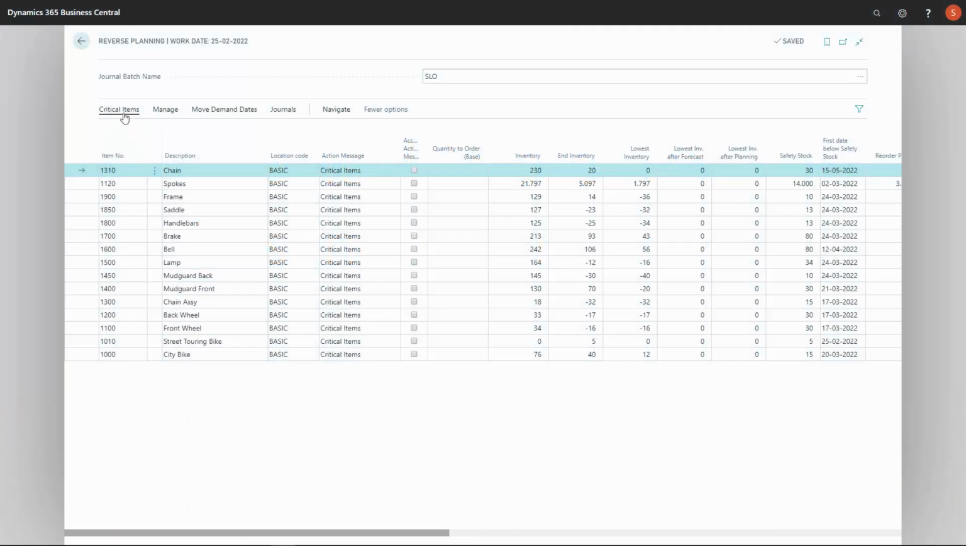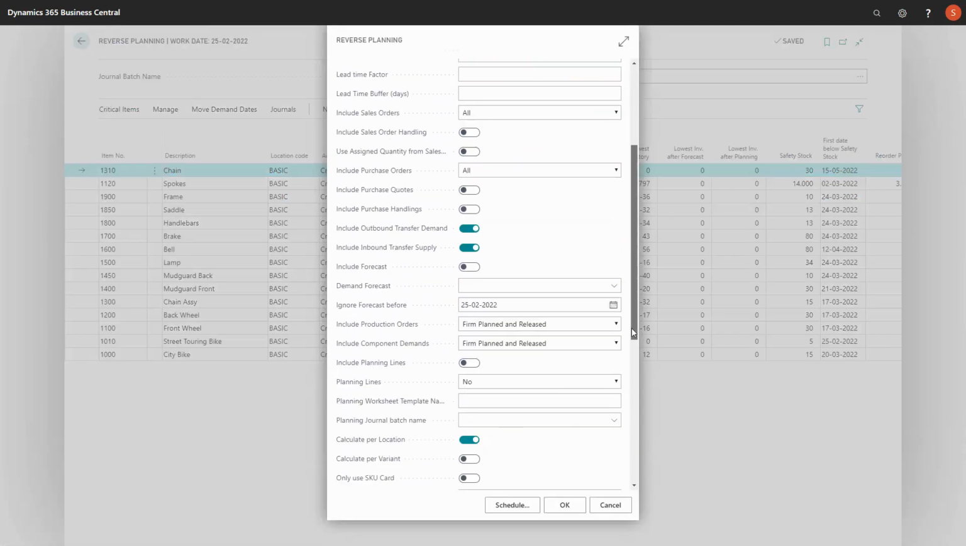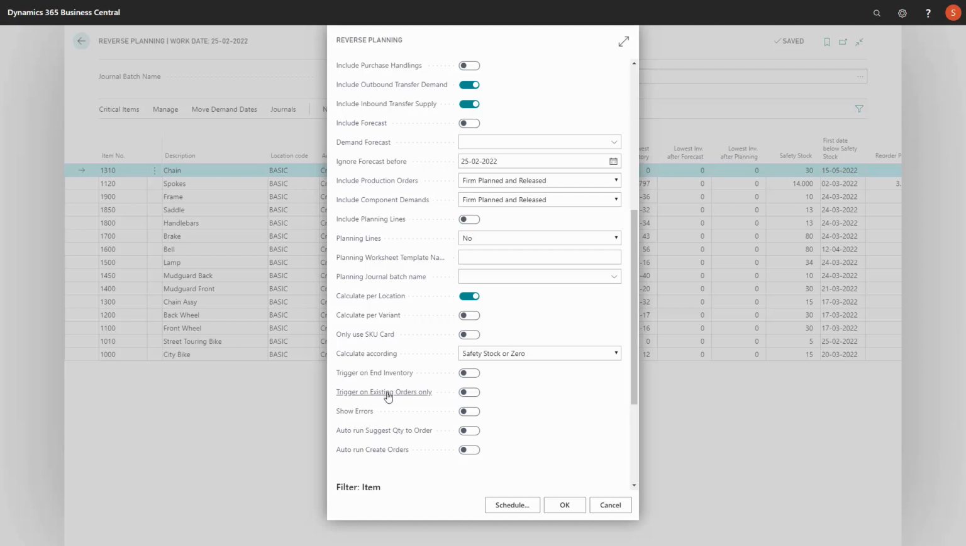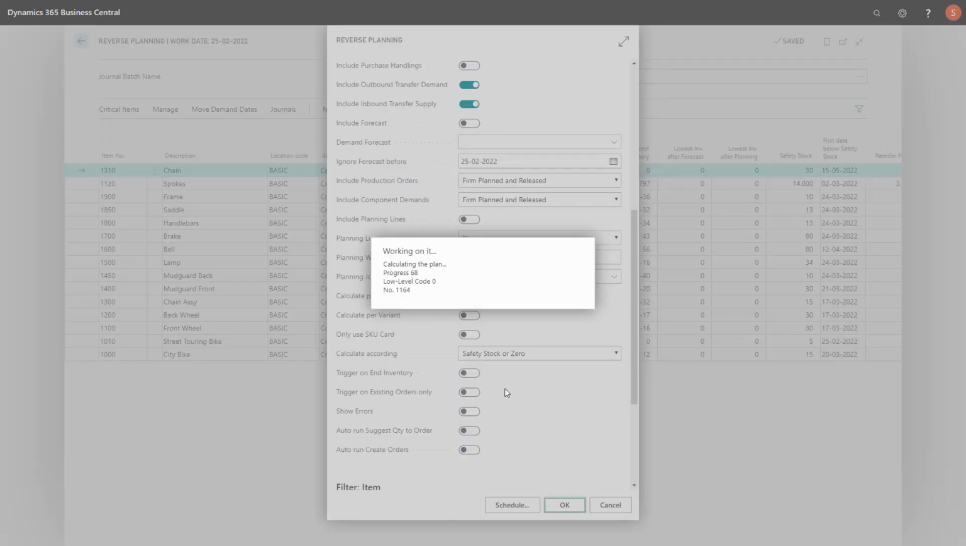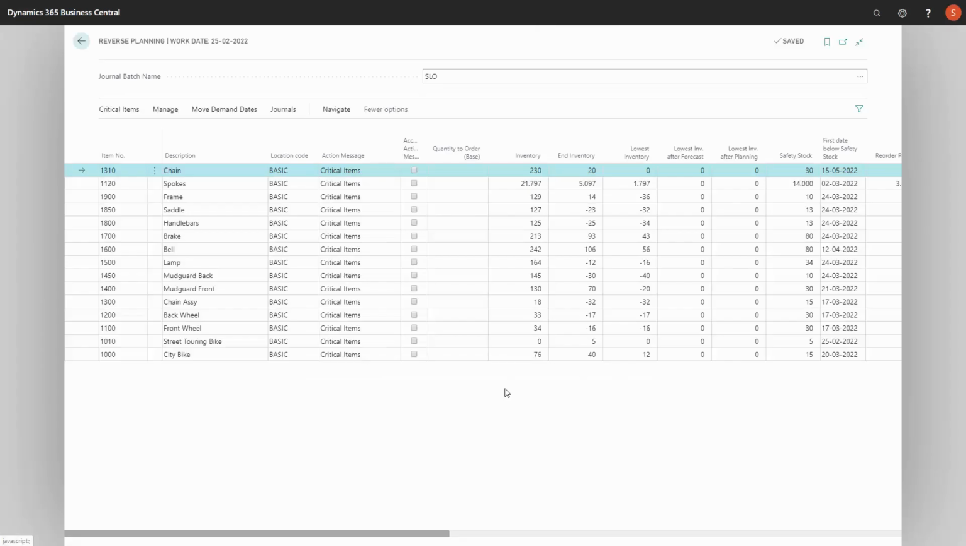When I run reverse planning, looking for critical items, there's a field called Trigger on Existing Orders Only, this one, and it's a little complex to understand, so I've made a scenario here to understand it. First of all, I'll try to run this scenario without planning lines, without forecast, to look at my items.